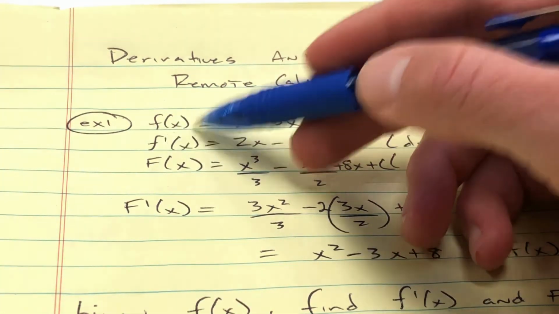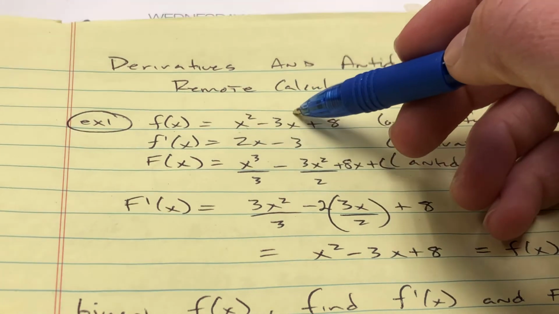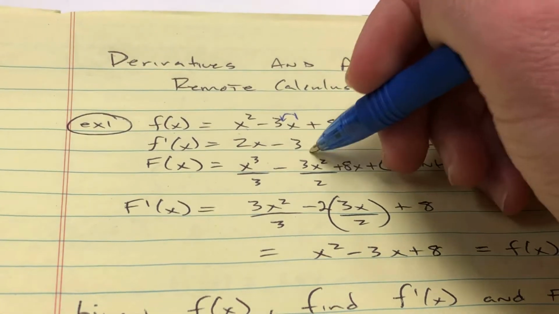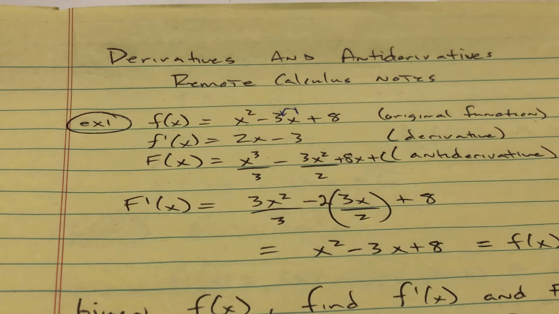So f prime of x is the derivative. Bring down the exponent, 1 power less. X to the first, so bring down the exponent, 1 power less. The derivative of a constant is 0. So the derivative would be 2x minus 3.